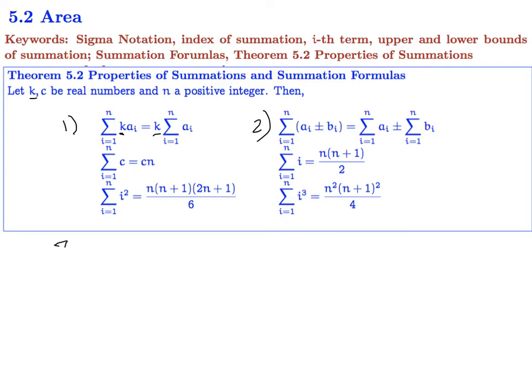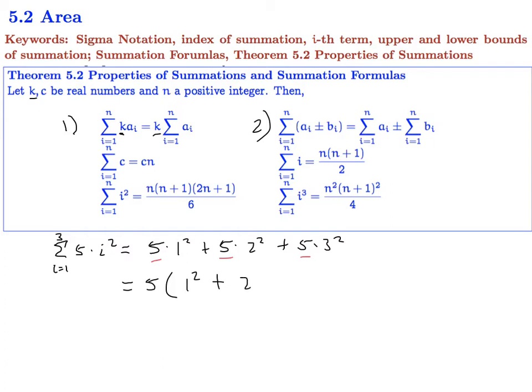Suppose you're told that you want to add up from i equals 1 to 3 of 5 times i squared. Well, we can unpack this. We're going to have three terms: 5 times 1 squared plus 5 times 2 squared plus 5 times 3 squared. Since there's a 5 in each of these terms, we can go ahead and factor it out. So we have 5 times 1 squared plus 2 squared plus 3 squared.